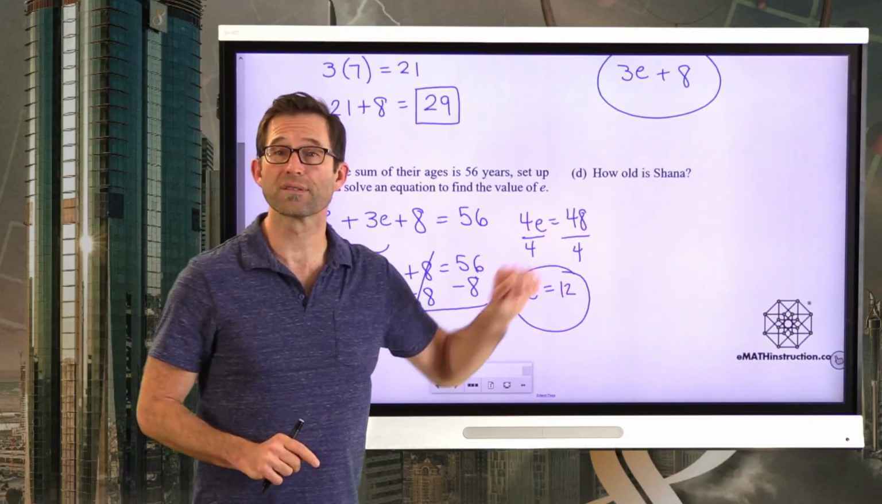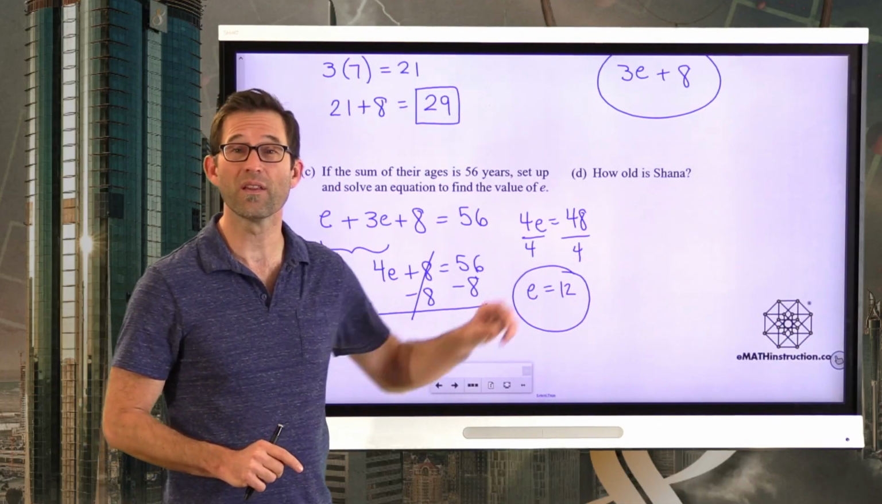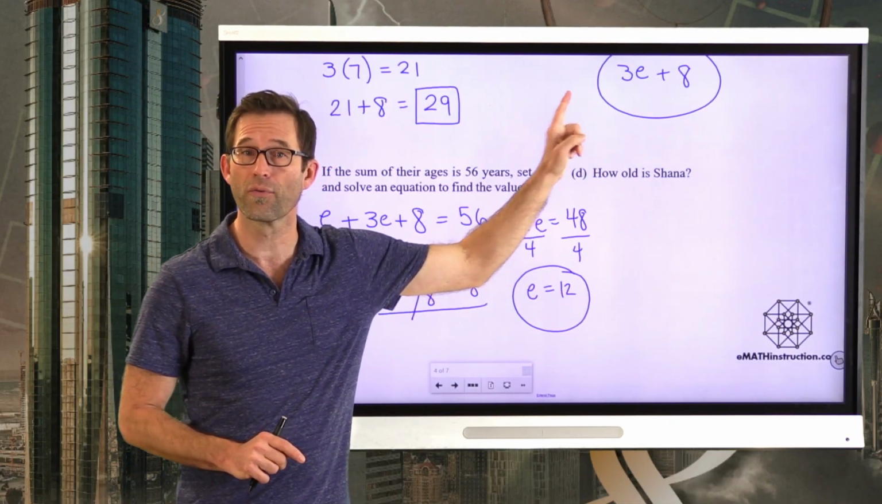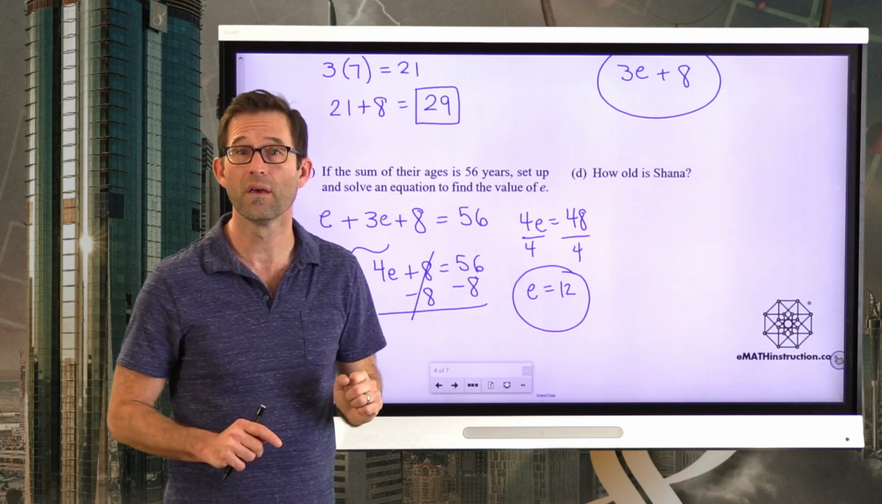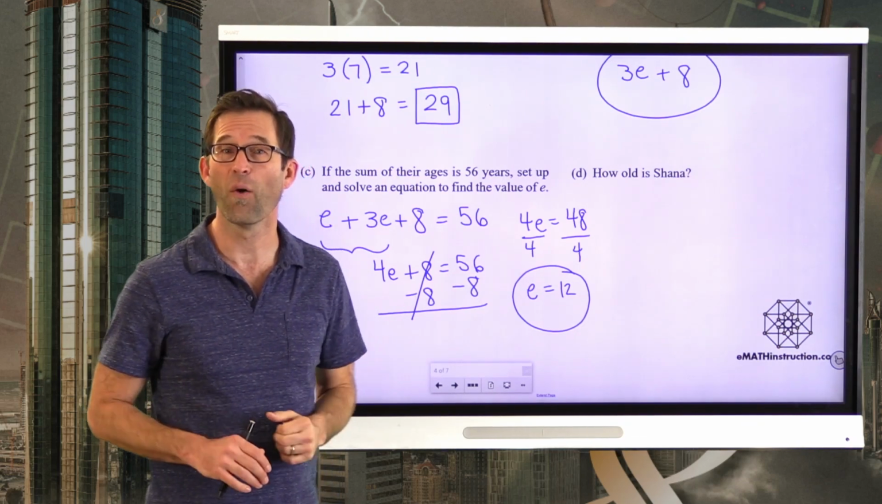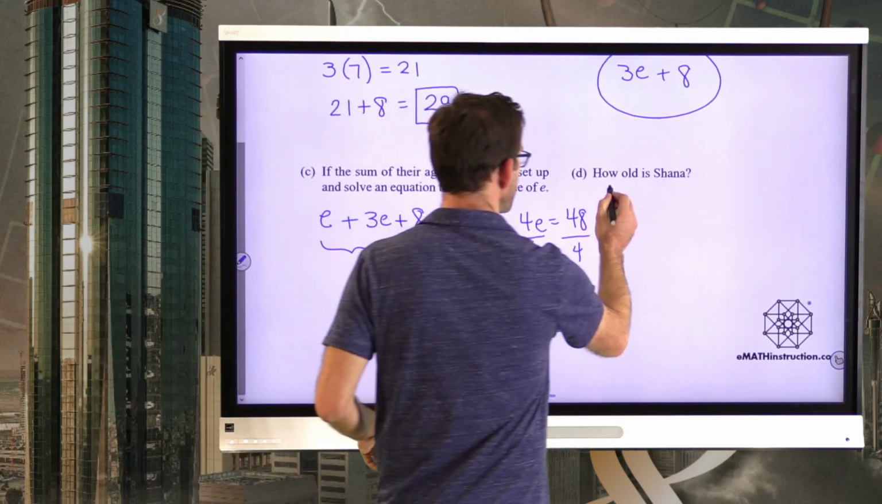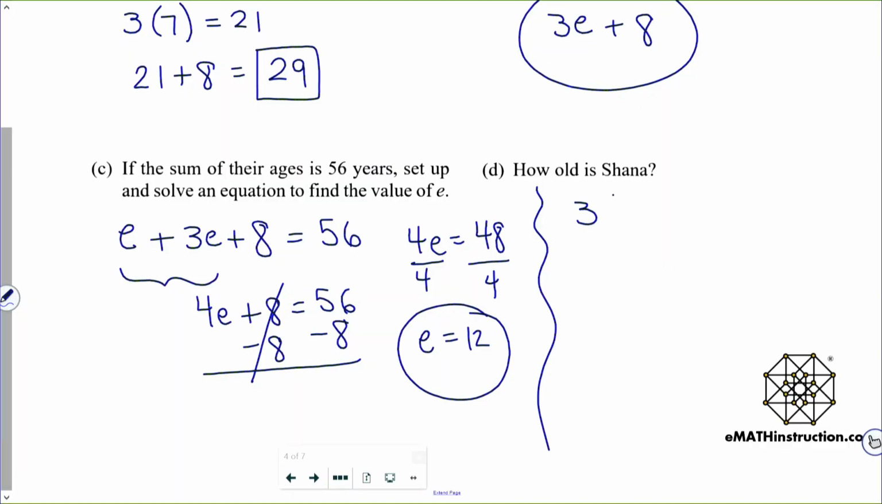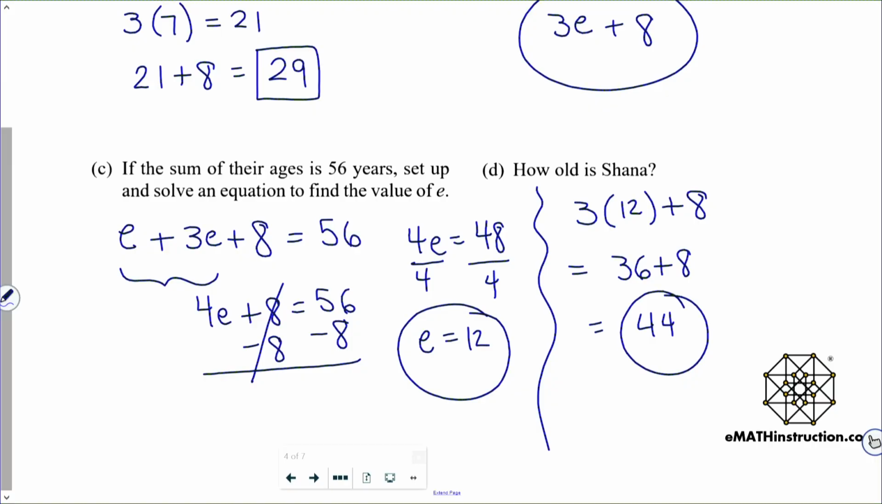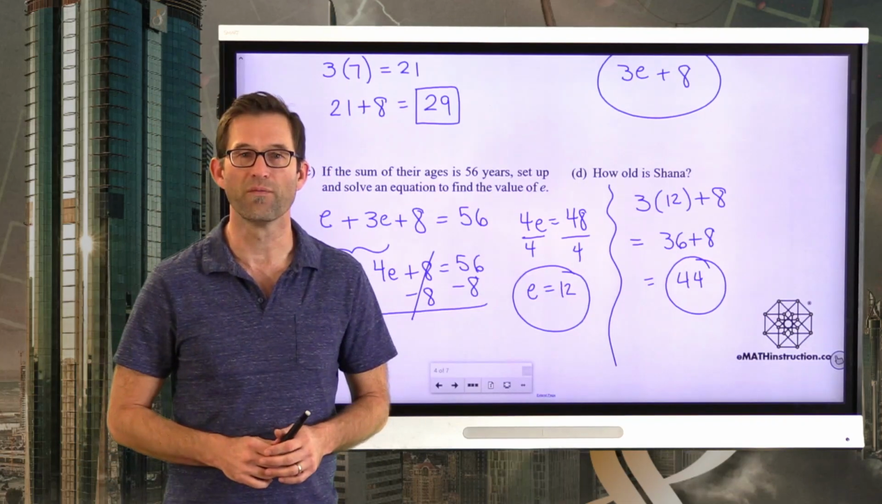Now, letter D asks us how old Shayna is. Well, conveniently enough, we have an expression right here, 3 times E plus 8, which will tell us how old Shayna is. So let's do that. We have 3 times 12 plus 8. 3 times 12 is 36 plus 8, and 36 plus 8 is 44. Evie is 12 and Shayna is 44.